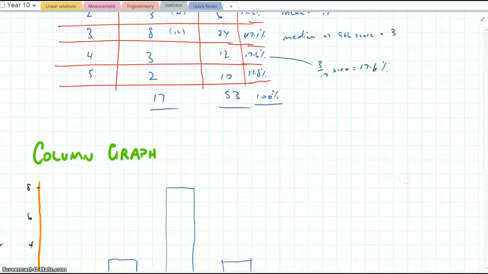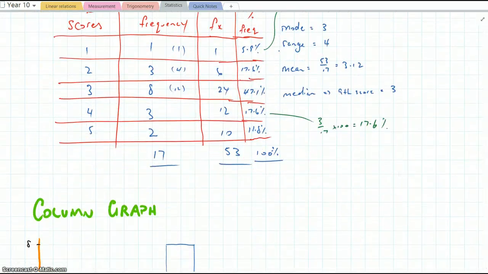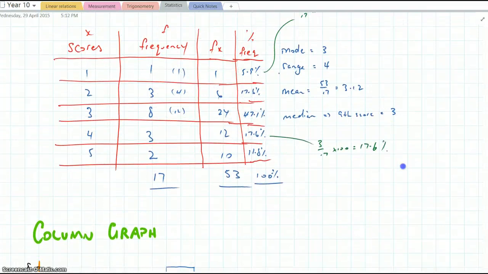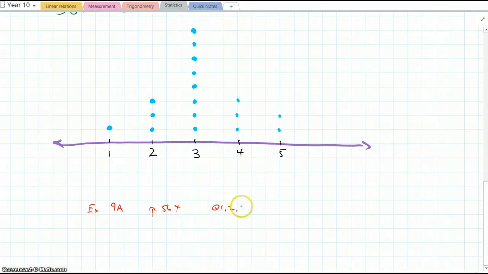If you could add this to your notes, please, from today: your column graph and dot plot for the data that we collected today. And I'd also like you to do exercise 9A. That's on page 564. And if you could do questions just 1, 2, and 3, please, that would be perfect. 1, 2, and 3, and I'll see you in class tomorrow.